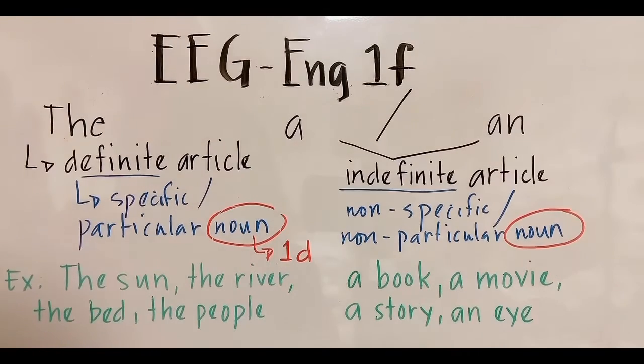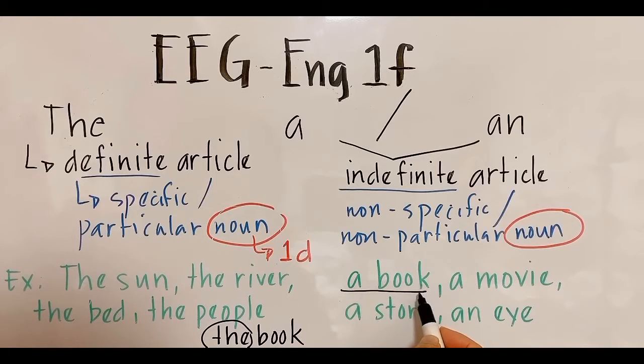Now going further, let's take a look at this one. The book. Let's compare it to a book. If I say the book, I'm referring to a specific or particular book. Comparing it to a book, any book will do. Can you see the difference? The book, a particular book, a specific one, whereas a book, any book can do.